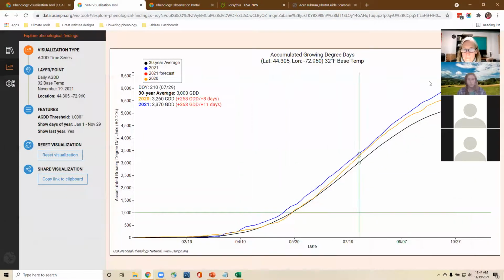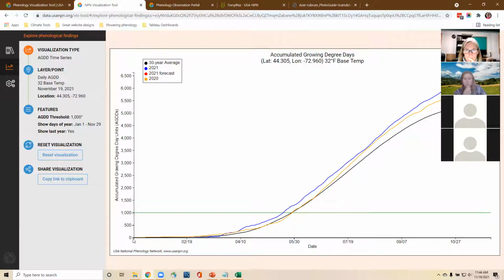So this is a graph of accumulated growing degree days. You can see this is the beginning of the year on January 1st, and then it's accumulated. So it's always going to be increasing. You're adding more and more each day that you have above the 32-degree base temperature. And this gives you a comparison of a bunch of different things.